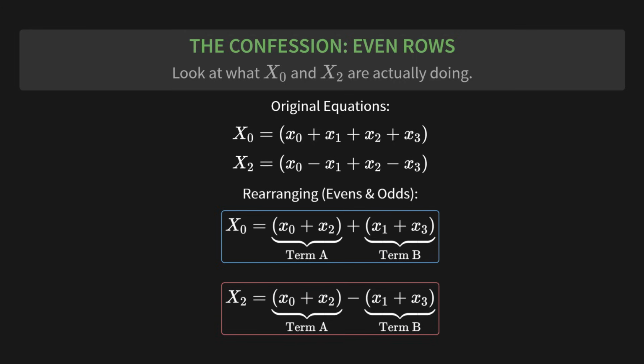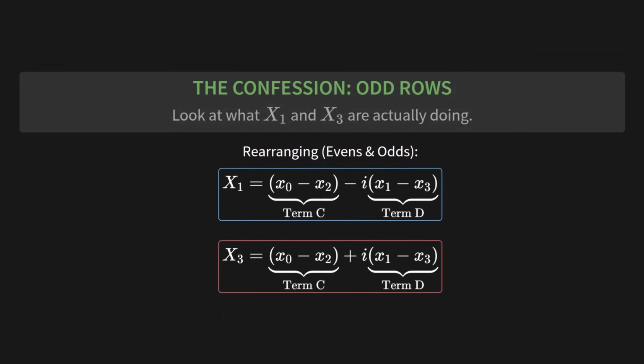Now look at x sub 2. It's the same term A minus the same term B. It's doing the same thing for the odd rows. Let's look at x sub 1 and x sub 3. After we rearrange them, we get x sub 1 equals x0 minus x2 minus i times x1 minus x3. Let's call those term C and term D. And x sub 3? It's the same term C plus i times the same term D.